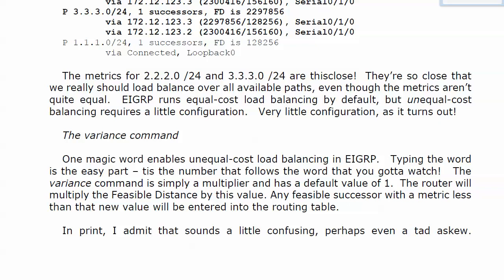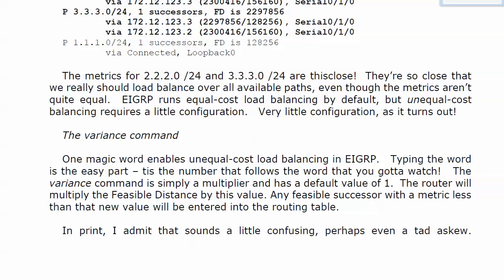Now, this is one of those things that in print, or even when someone reads it to you, the variance command, I have seen some horribly complex definitions of this over the years. All it is is a multiplier. It has a default value of 1 that you can see in show ip protocols. And the router is going to multiply the feasible distance by the value we put in for variance. Any feasible successor with a metric less than that new value will go into the routing table. It's not actually going to change any metrics. That's a very important point with the variance command. It is not going to change metrics. It's going to make a metric more acceptable to the routing table.